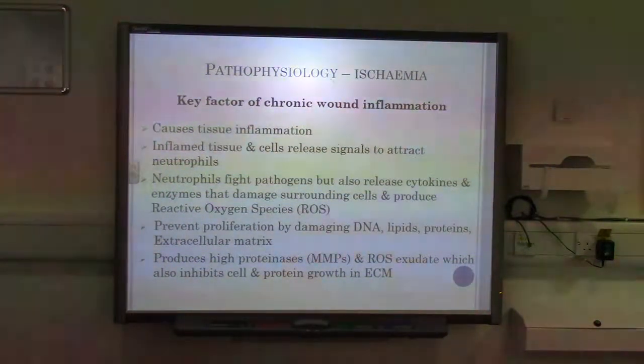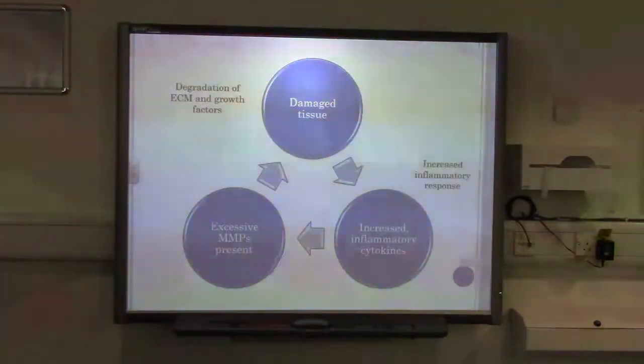There's also hypoxia, and the inflammatory environment increases the reactive oxygen species, and these prevent proliferation by damaging DNA, lipids, proteins, and that extracellular matrix as discussed. So this is a vicious circle of events.